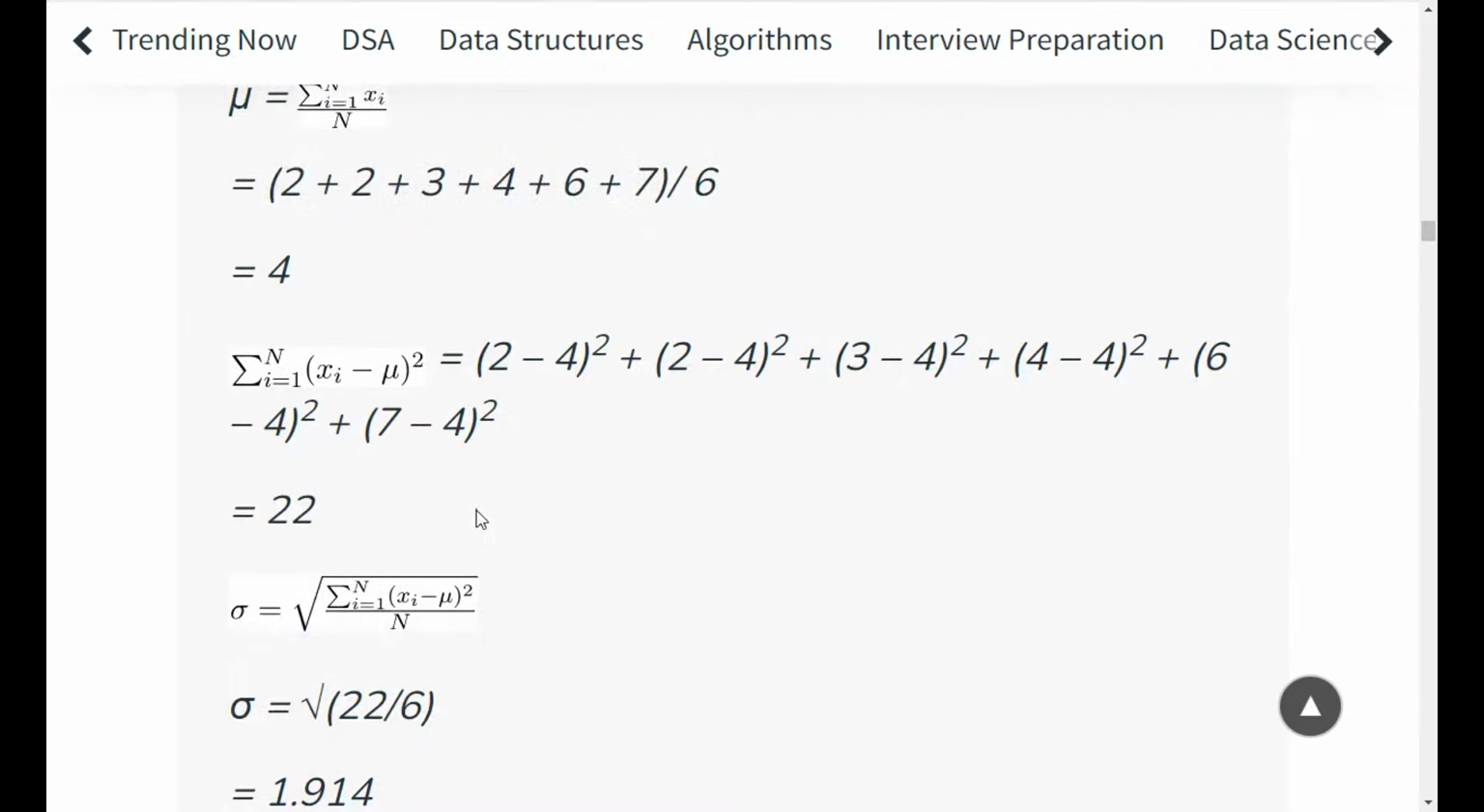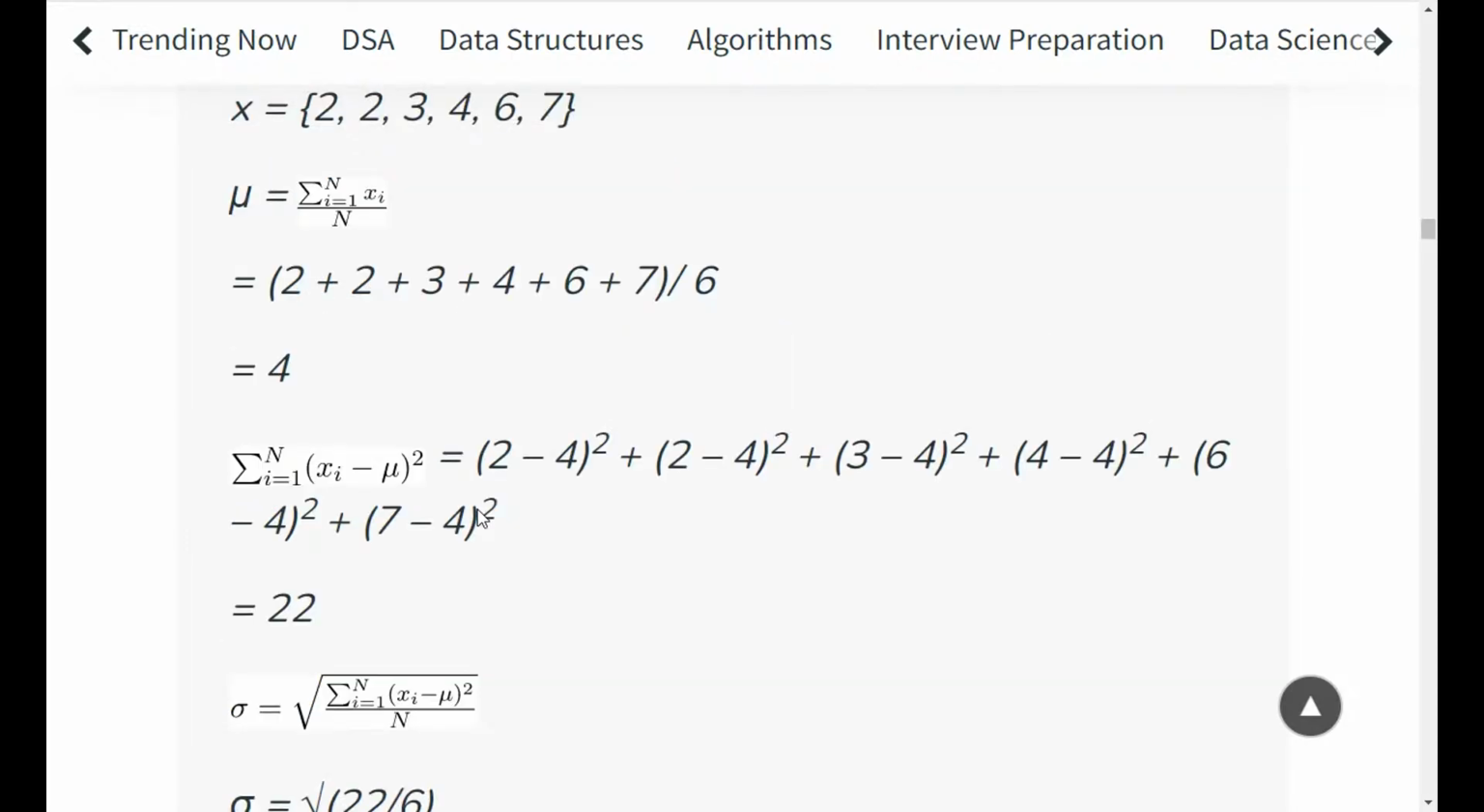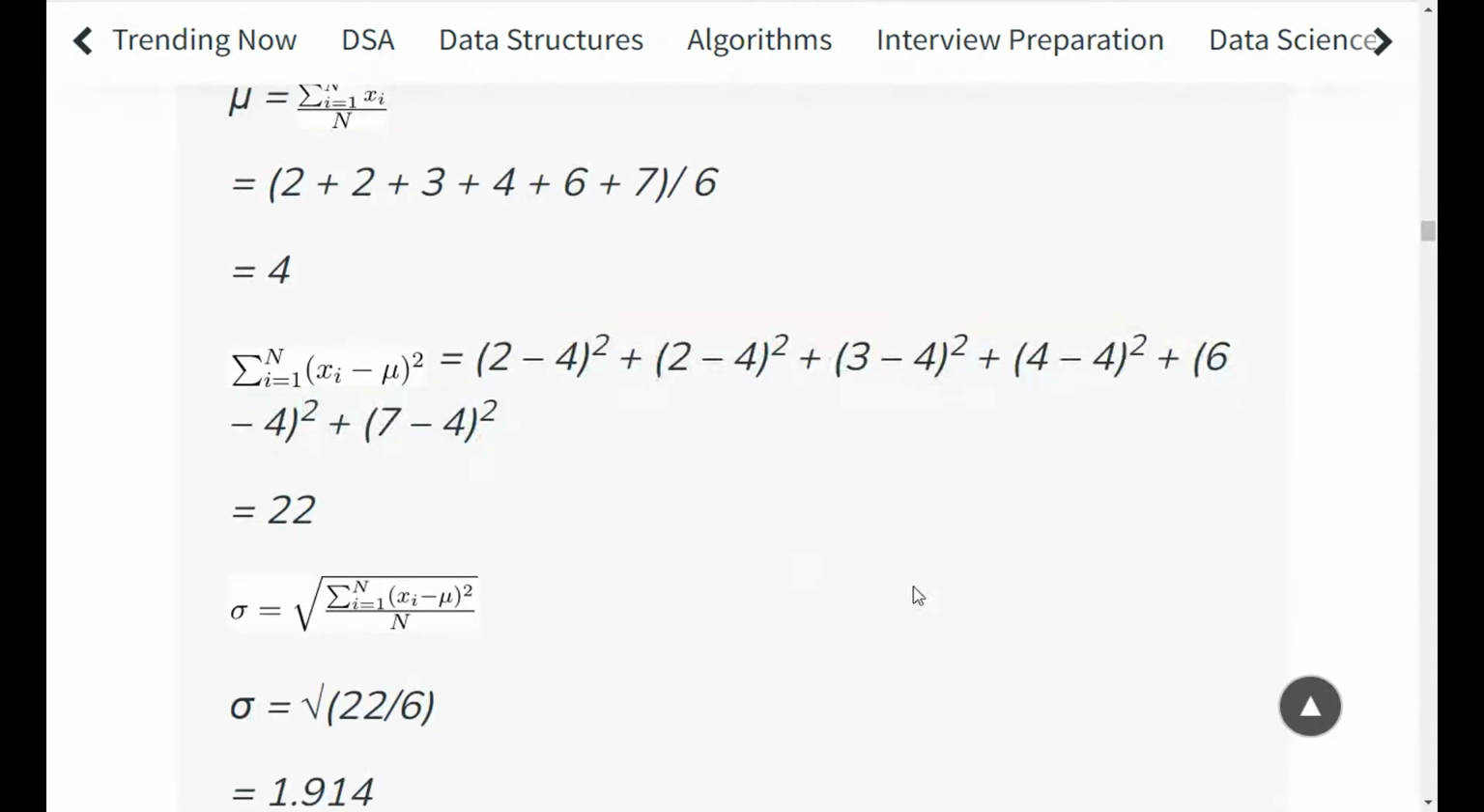Got it? Can you just check whether this calculation is right or not, using Python, not a calculator? Do it quickly and just check. Only this much: x of I minus mu. The mu value is ready. Just do it and check. We can find out one part of the standard deviation.